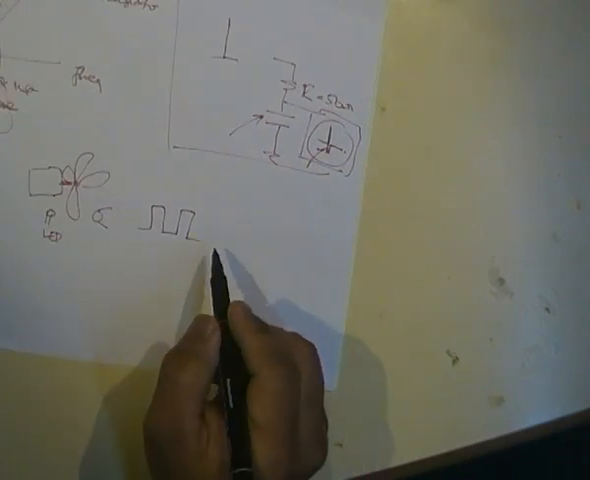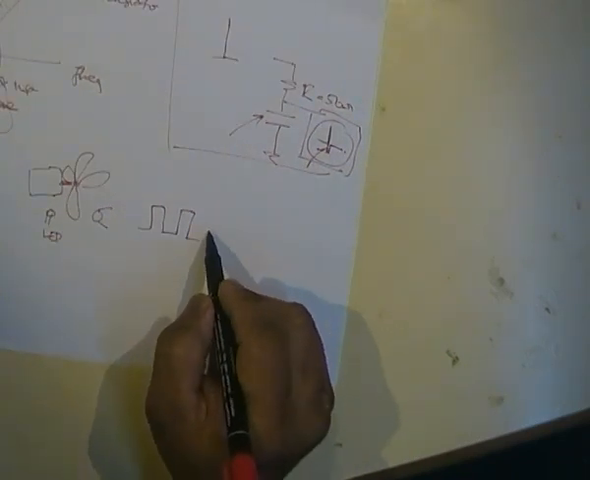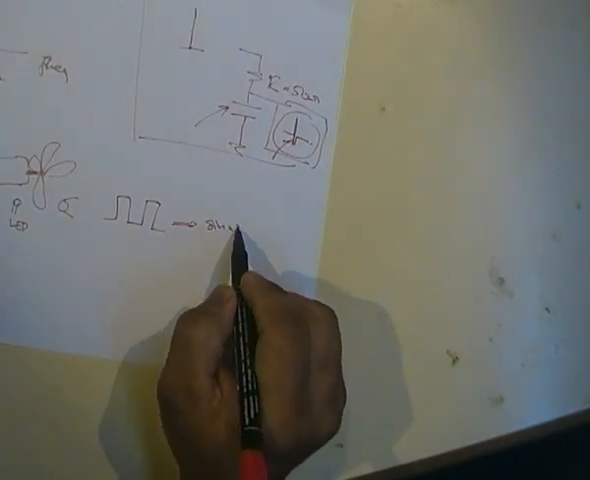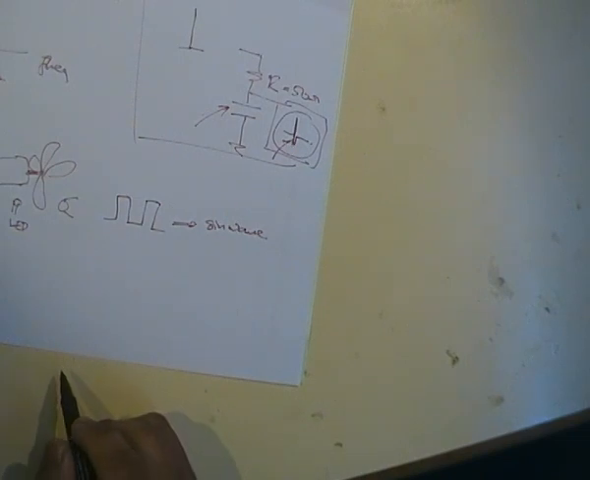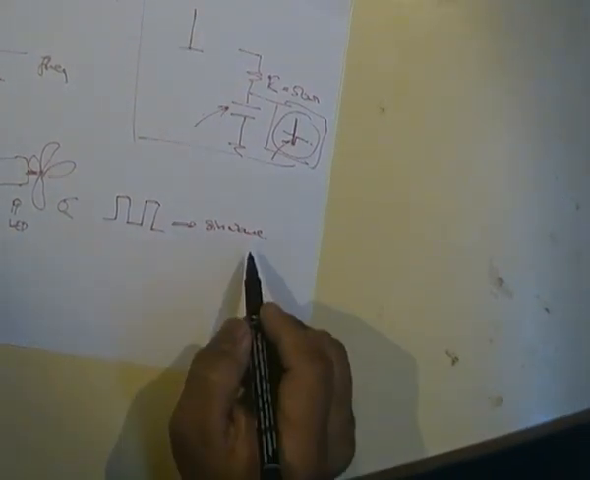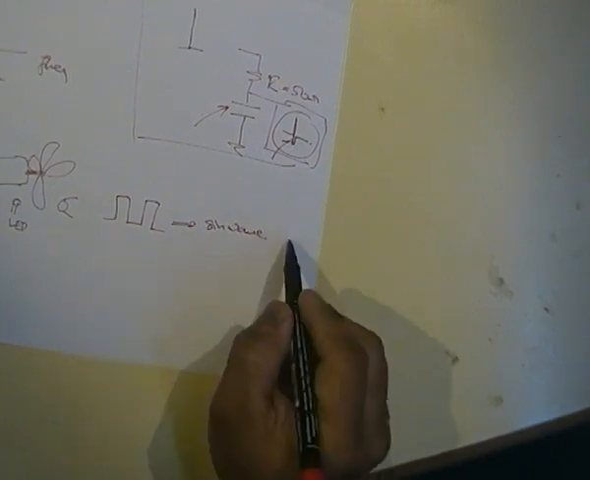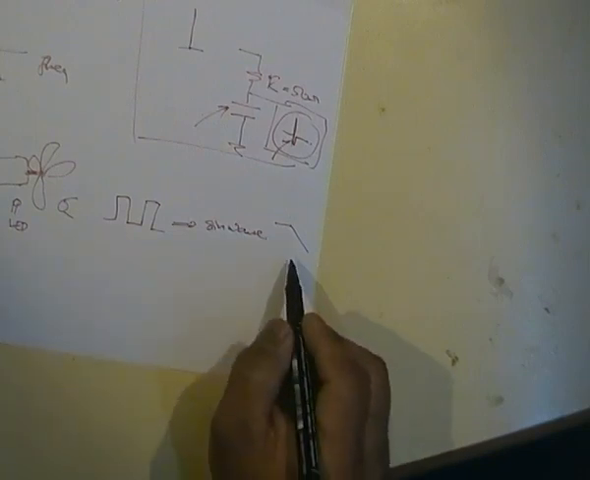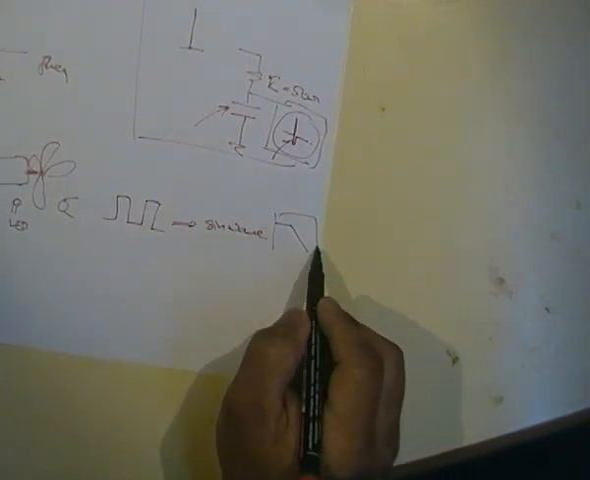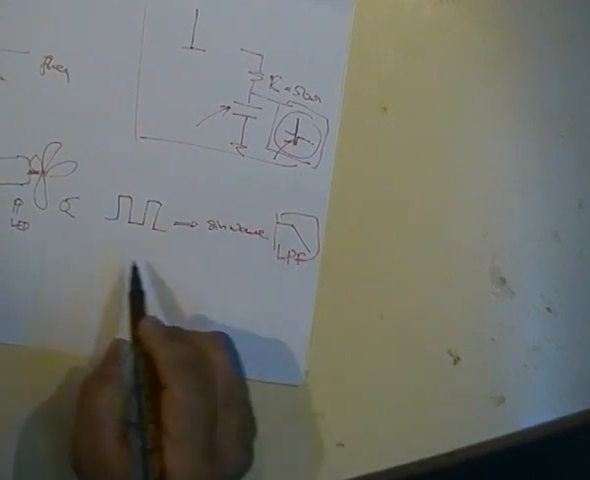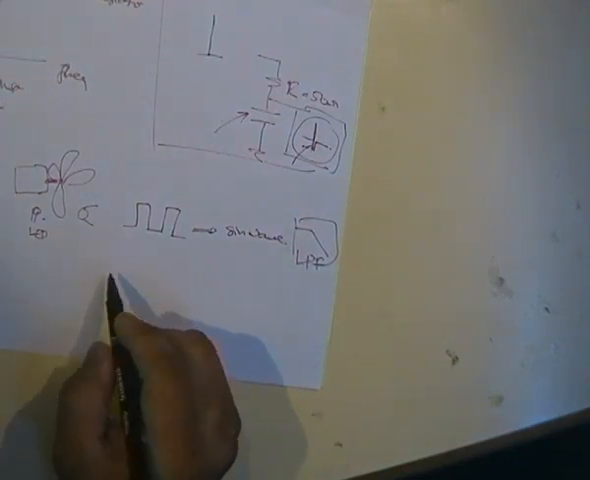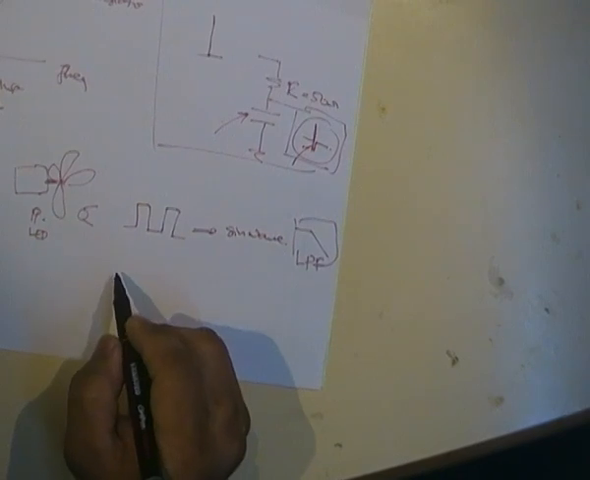So now from this pulse, what you need to do is convert this thing into a sine wave. So from this sine wave, you put it into a low pass filter, then you can have a relation between the speed and the voltage that you measure from the output of your low pass filter. So let's say you want to do this.